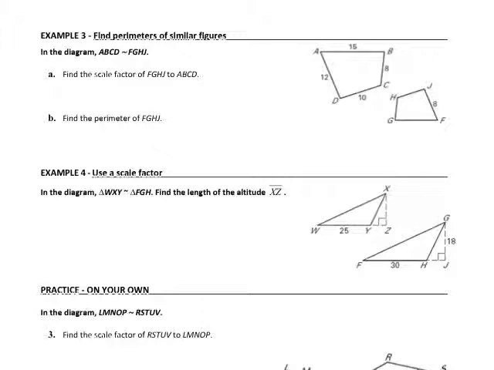In example 3, we need to find the perimeters of similar figures. So the perimeter, remember, is the distance around the outside. So if we add up all of the outside lengths, we should find the perimeter.